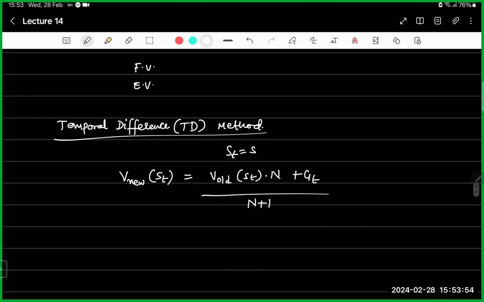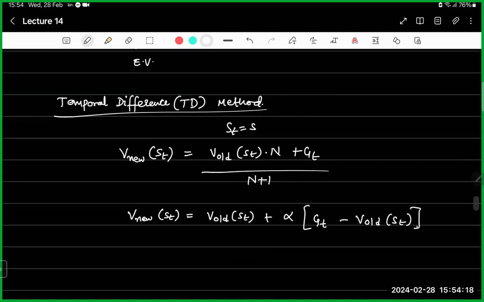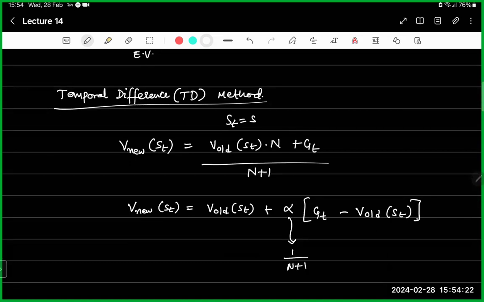So n is the number of episodes or number of samples you have collected for V pi of S before, and you got one more sample right now. Okay. So this we can interpret as, I can rewrite that equation like this, right? This is a useful representation because a lot of algorithms that we discuss will have this particular form. Okay, I'm just rewriting this equation like this. Just add and subtract V old in that, and you will get this.